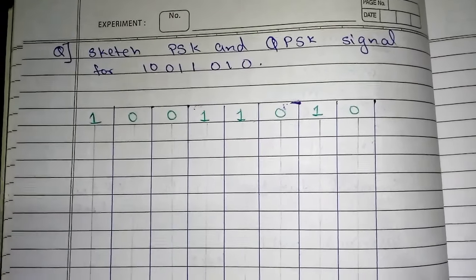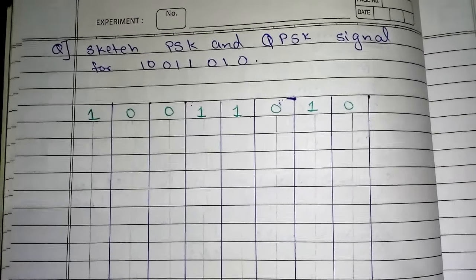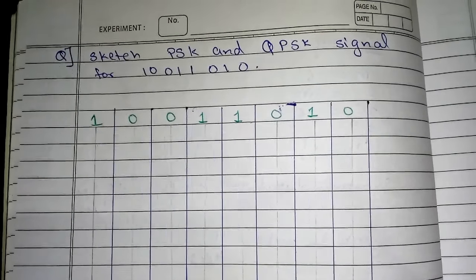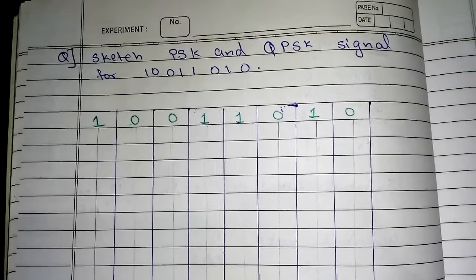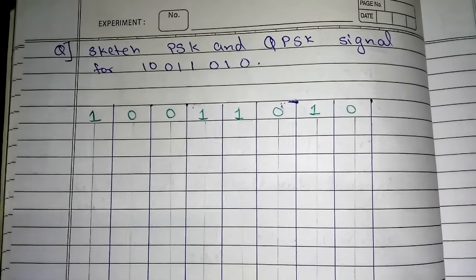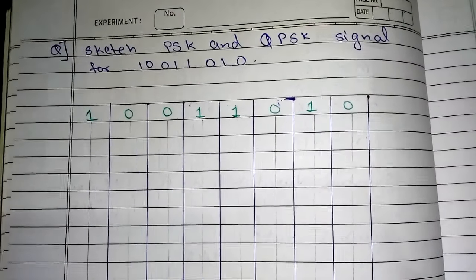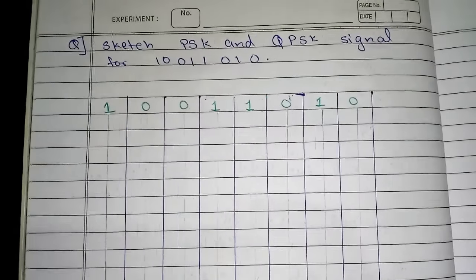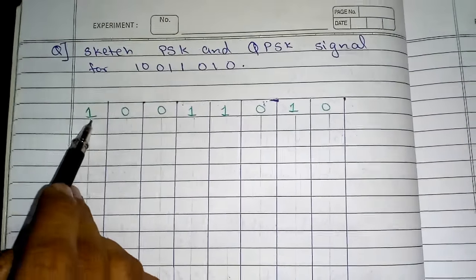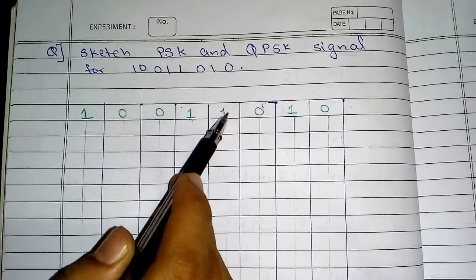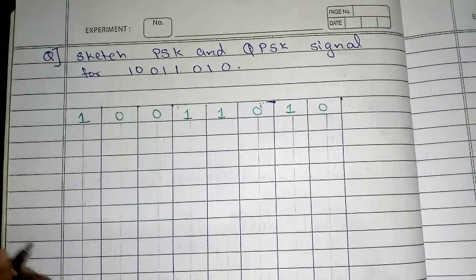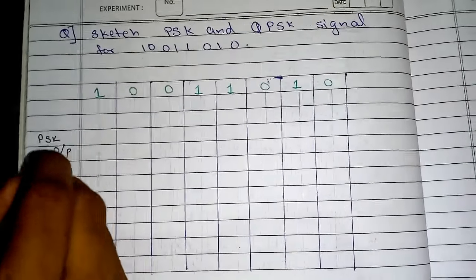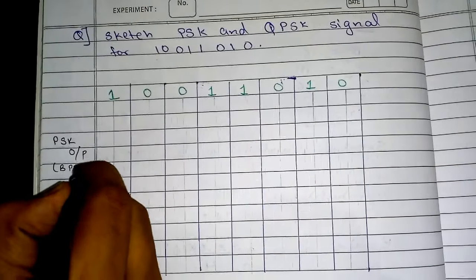The next type of question encountered here is to sketch the PSK and QPSK signal. PSK is phase shift keying, and QPSK is quaternary phase shift keying. We have been given the signal 1 0 0 1 1 0 1 0. So first let's sketch PSK, which is sometimes also called BPSK.